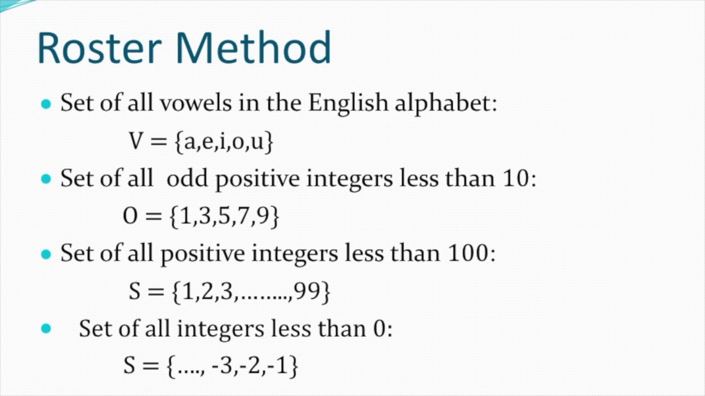Sometimes you have a set with elements which are heterogeneous, which means they are distributed. There is no relationship between them, but they happen to be in the same set. Another example, you can say the set of all integers less than 0. So S, for example, including minus 3, minus 2, minus 1. Now, everything before those numbers is given by the relationship I just defined.